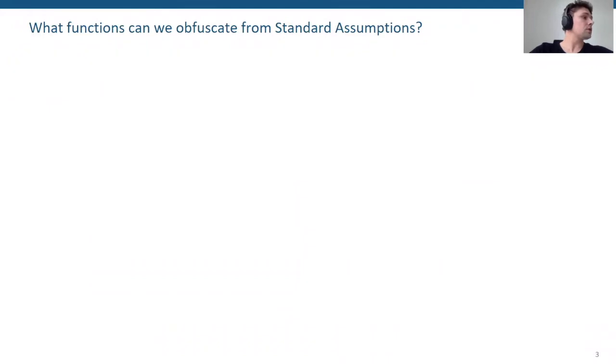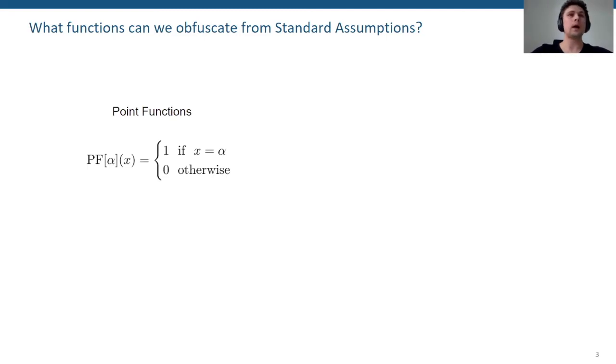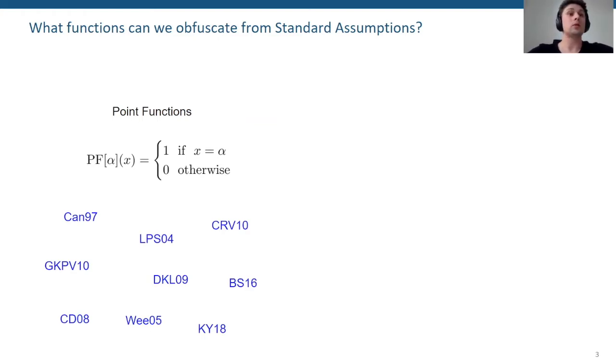So what functions can we obfuscate from standard assumptions right now? One class of functions are point functions. These are functions that take as input some x and output one only if x is equal to a hard-coded point, a point that is hard-coded in this program. For all other inputs that are not equal to this hard-coded point alpha, we are going to return zero. Point functions have received already a lot of attention in the literature, and there are constructions here from various assumptions.